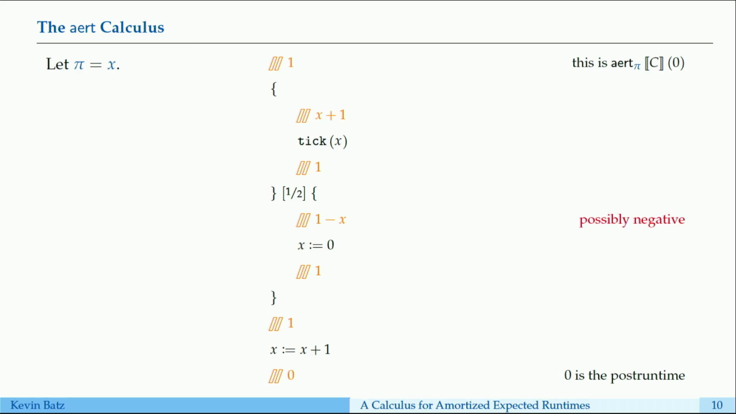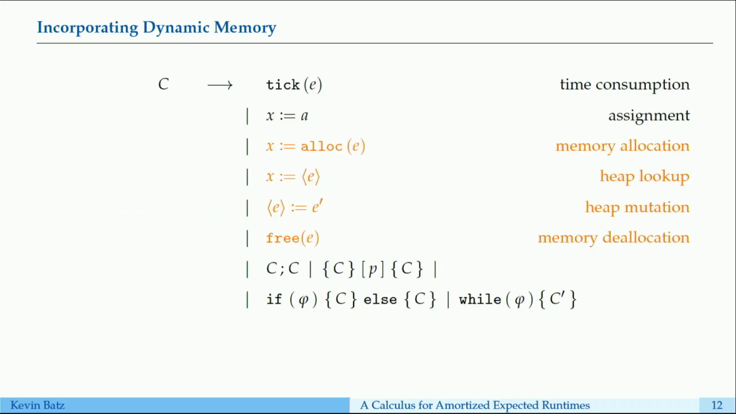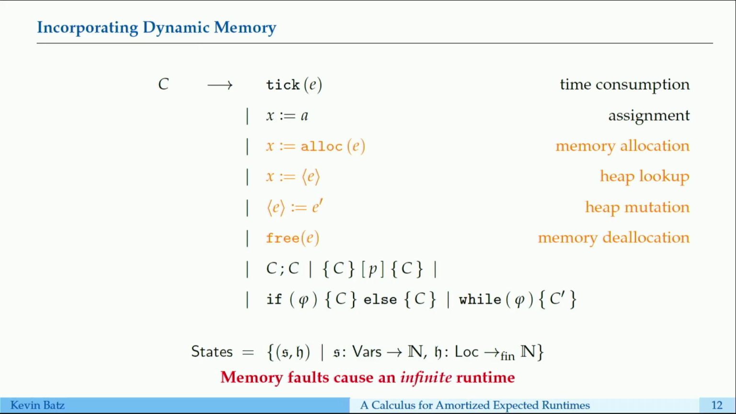All right, so for now we ignored pointer operations. So I will show you now how we can incorporate dynamic memory into the aert calculus. And this basically works by utilizing what is called runtime separation logic, which is due to Christoph Matheja and Max Haslbeck. So we will now pay attention to these standard pointer operations here: allocation, lookup, mutation, and deallocation. And we will assume a standard stack heap model. So in particular, a heap is just a finite map from locations to values. And importantly, we assume that memory faults cause an infinite runtime.